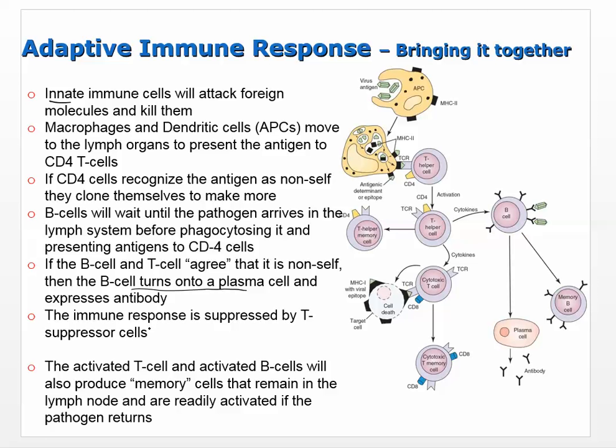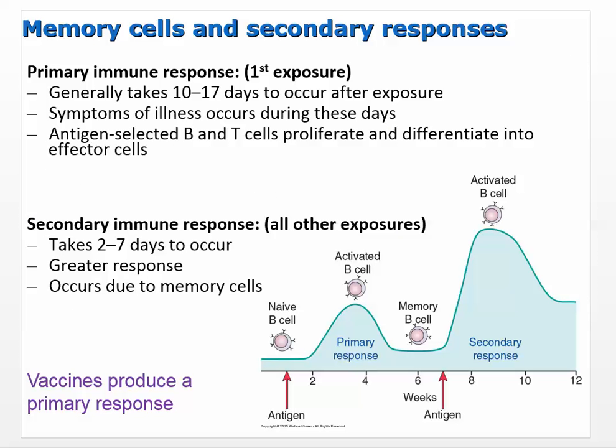Now, to stop all this, first of all, in some ways it's self-limiting. These processes only go on for a certain amount of time, but there are also suppressor T cells that will start to be formed when the activation takes place, and then these T suppressor cells will stop that after the pathogen is gone. And then this last part, I kind of mentioned this earlier, the activated T cells and activated B cells will produce memory cells, and they hang out and remain in the system, in the lymph node, and are readily activated if the pathogen returns. So we're talking about memory cells now.